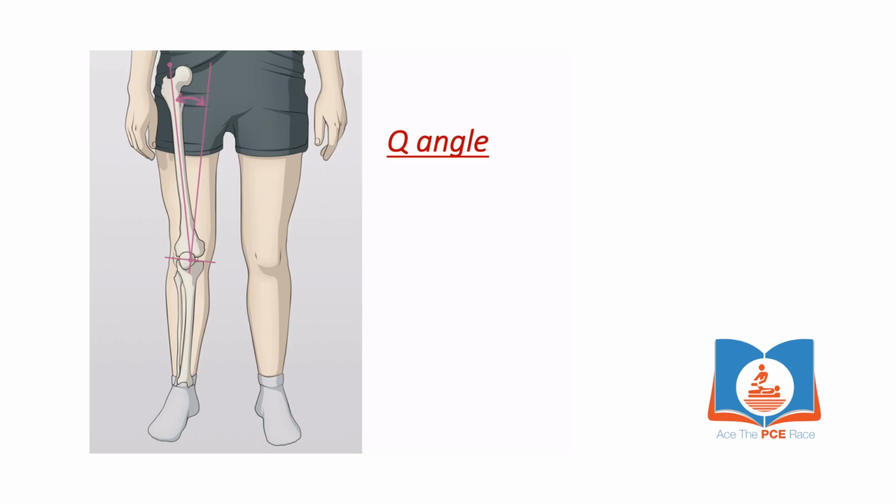Last part of this presentation is about how we measure it. Q angle is measured either in full extension or slight flexion. And I'm sure you want to know why. Let me tell you first why not. So why won't we use the flexion position?